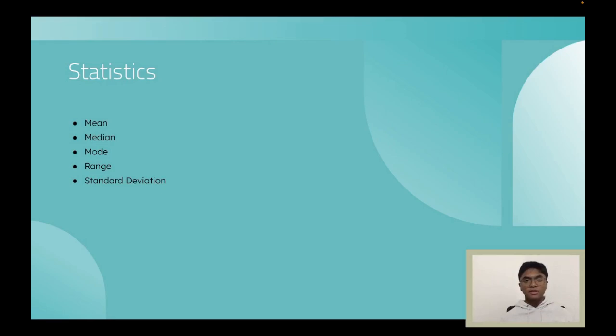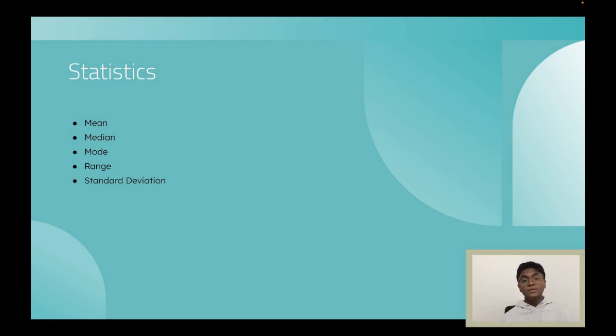Now the mode is just the number that appears the most often. So if my data set is 1, 1, 2, 3, 4, then my mode is going to be 1, because 1 appeared twice while every other value appeared once. Then the range is just the biggest value minus the smallest value, right?